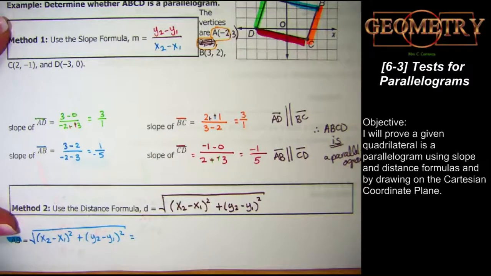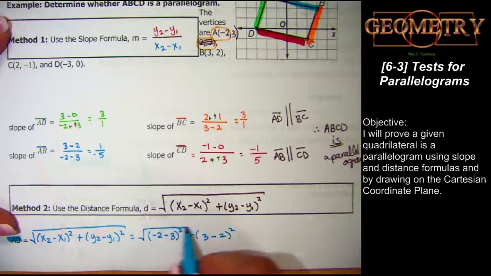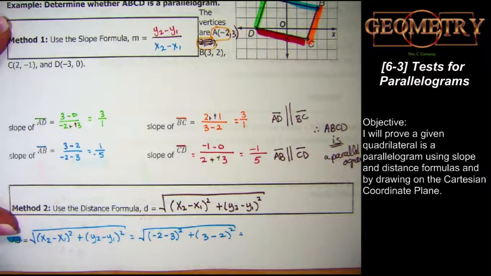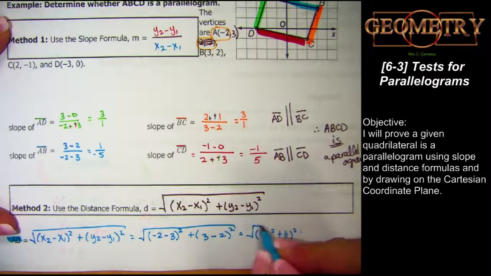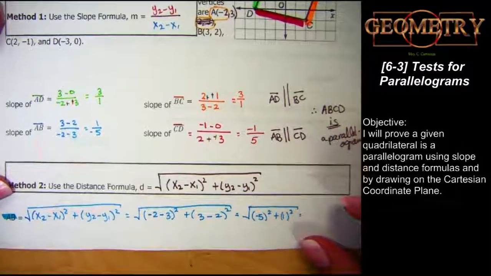Okay, A and B. So here's the x coordinates of A and B. And then here are the y coordinates. Don't have any double negatives to deal with. So this is -5. That's 1. Whenever you square a negative, you will always get a positive number.